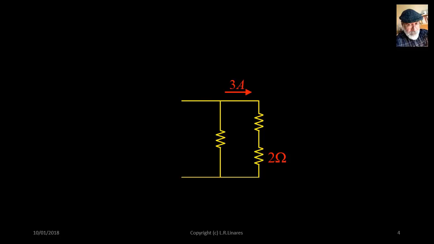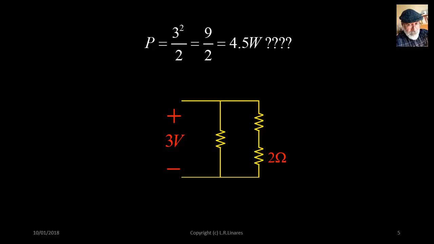How about now? Can we compute RI squared as the power in that 2 ohm resistor? Yes, indeed, because that is the current in the 2 ohm resistor, 18 watts. What if we are given the voltage, 3 volts? Can we use the formula V squared over R to find the power in the 2 ohm resistor? No. Those 3 volts are not the voltage across the 2 ohm resistor.